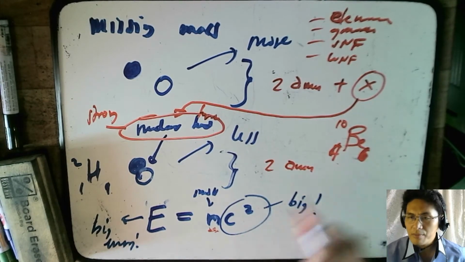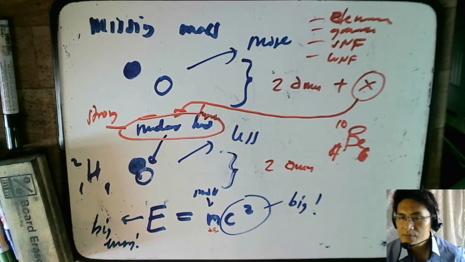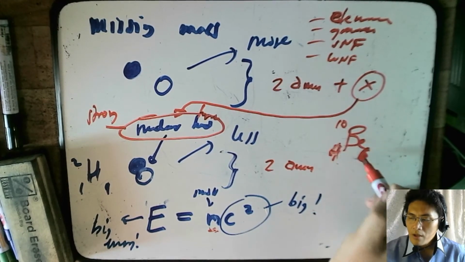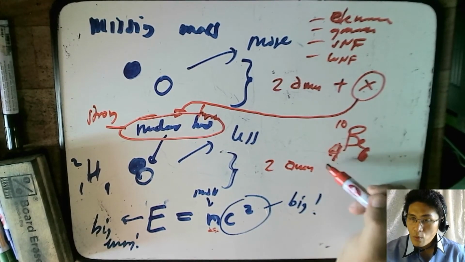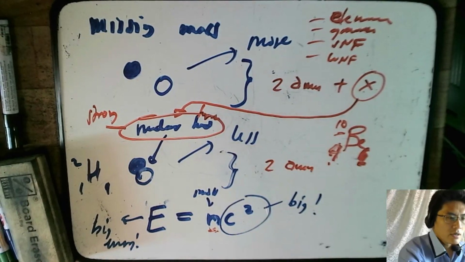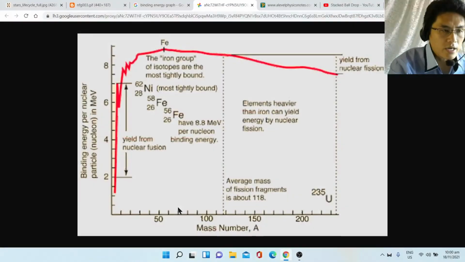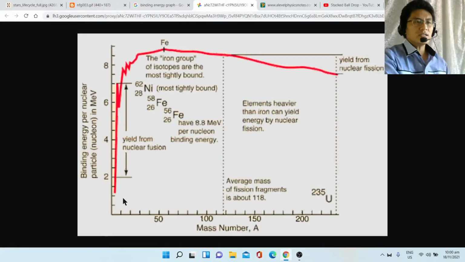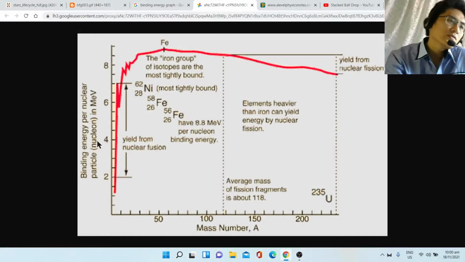Sorry, not boron. Beryllium. Beryllium is number 4. Boron is number 5. Beryllium 4: 4 protons, 6 neutrons, and then 10 nucleons all in all. Then it would fall somewhere here. Right? This is 10. Okay. So if you notice, this is now a graph of the nuclear binding energy per nuclear particle.